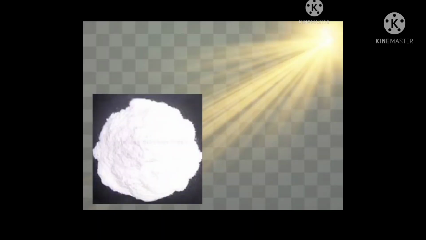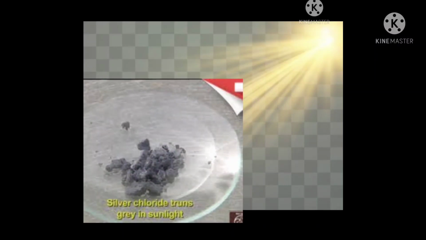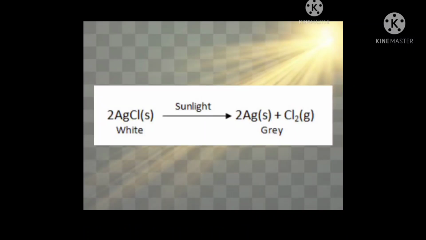For that, take a small amount of crystals of silver chloride, which are white in color, on a watch glass. Place the watch glass under sunlight for some time. The crystals will slowly acquire a grey color. This is because the sunlight has caused decomposition of silver chloride into silver and chlorine. The equation of the reaction can be represented as 2AgCl solid gives 2Ag solid plus Cl2 gas.